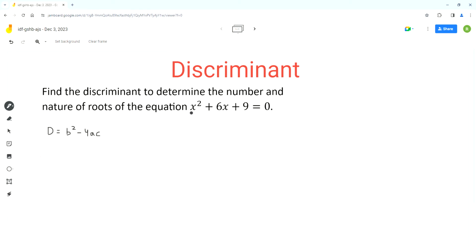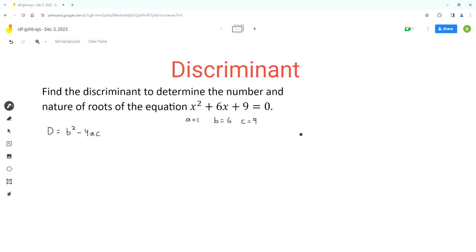A represents the coefficient of the x squared term. In this equation, there is no number with x squared, so there is an invisible 1 there. So the a value is equal to 1. B is the coefficient of the x term. In this case, the number with x is 6, so that's the b value. The number term, and that's the c value.